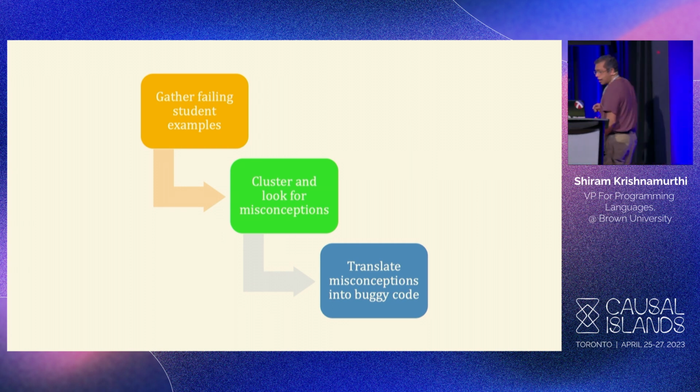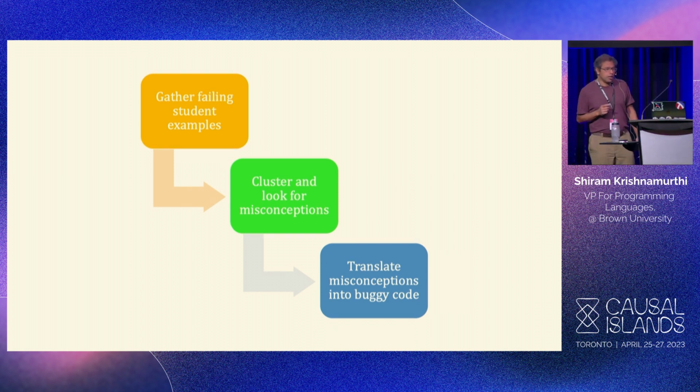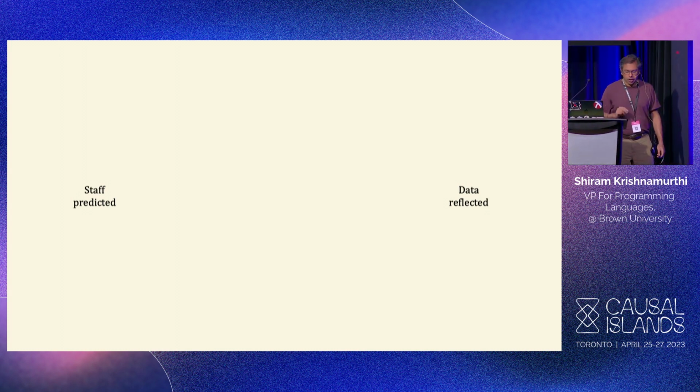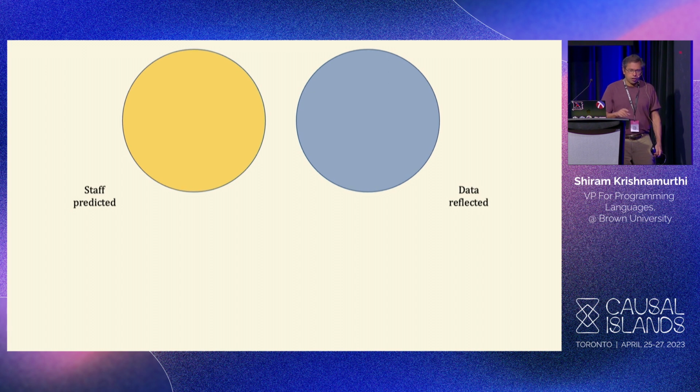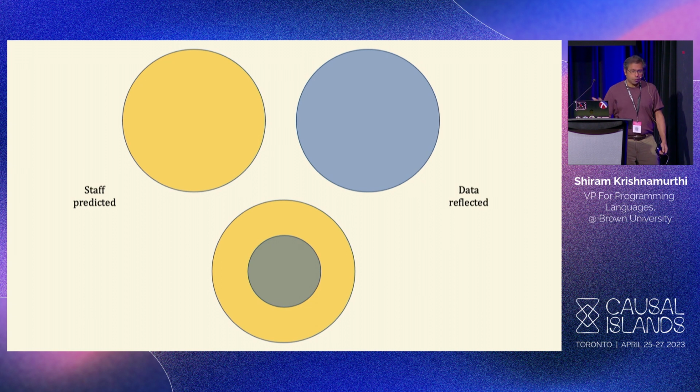Okay? I'm going to show you a little evaluation of how this technique works. So I'm going to show you a pair of Venn diagrams. In each case, we're going to have a circle for what the staff predicted, which is this left blob, which is yellowish, if you can see the color. On the right is a blob that's bluish, and that's what the data reflect. What we're hoping for, of course, is that the blue is contained in the yellow. The experts caught all the misconceptions. That's what we're hoping for.